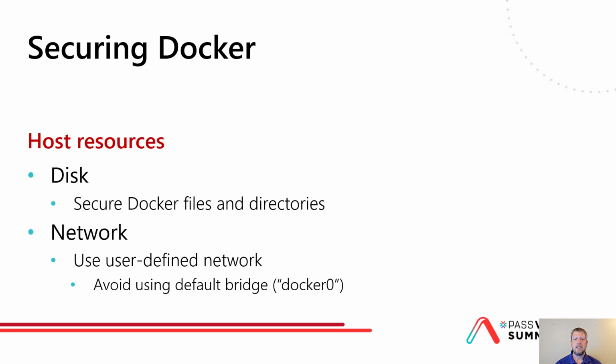For the network, make sure that you are using a user-defined network. This is something that a lot of people don't do at this point in time, but the default bridge, docker0, because it's well known, and because security is not necessarily installed by default in Docker, is subject to flooding attacks and ARP spoofing. These are things that are easily preventable by using a user-defined network in place of that docker0 bridge that it installs for you.